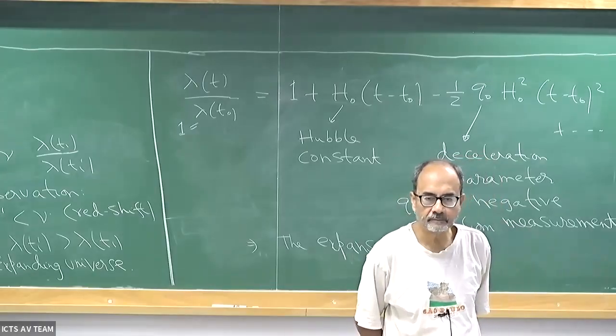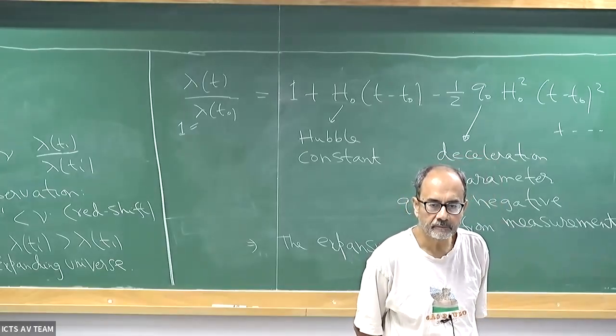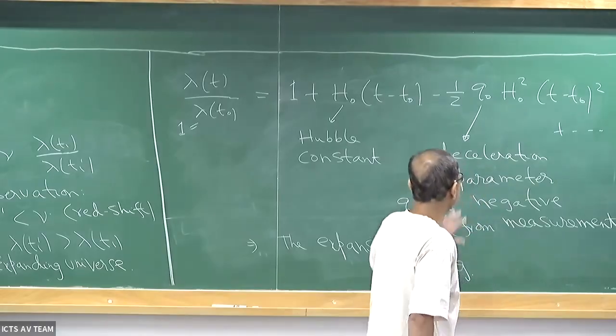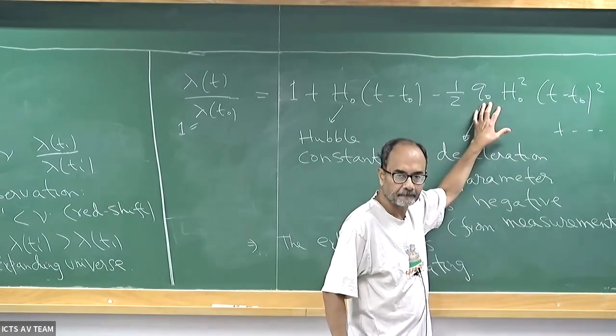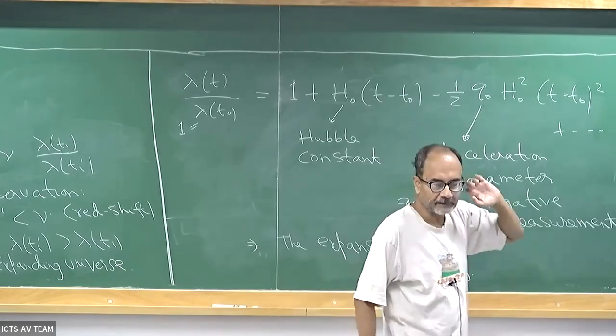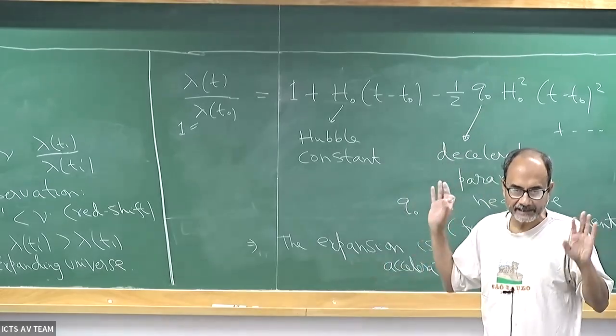Is there time dependence in Q0? So you said that in the past. No, Q naught by definition is constant. It's the second derivative today. So if it is negative today, it must have been negative at all times. The Q naught is negative. That's it. Q naught is a constant.